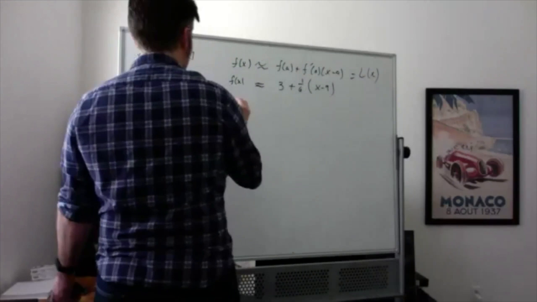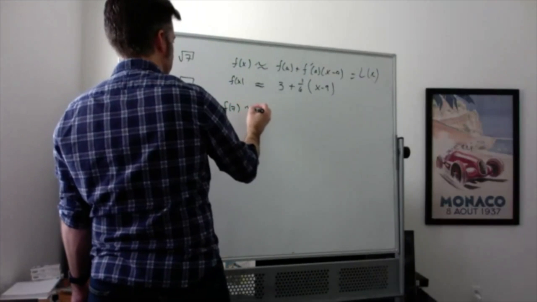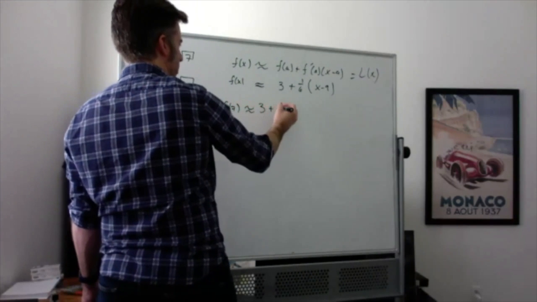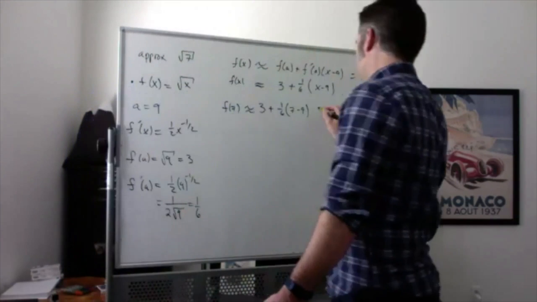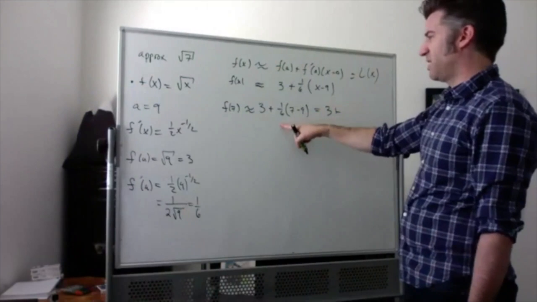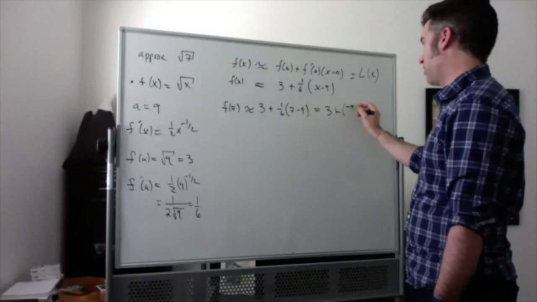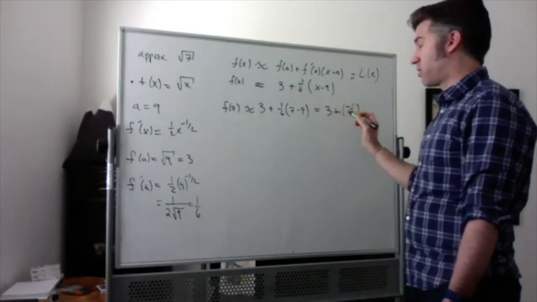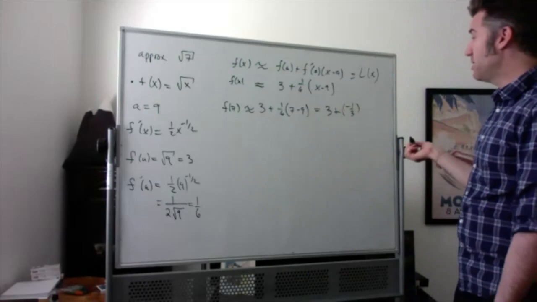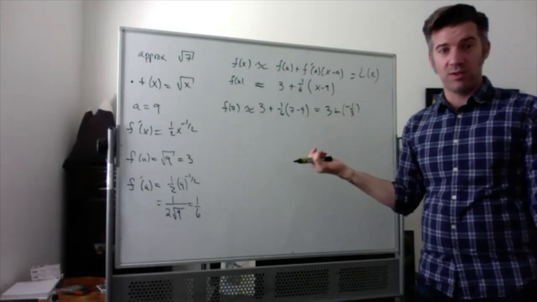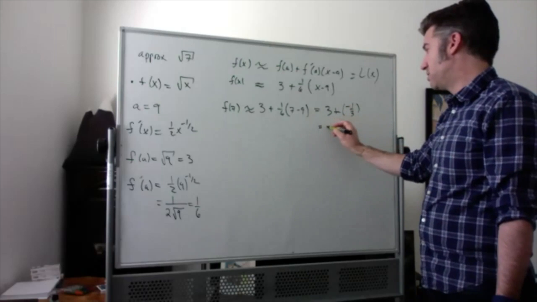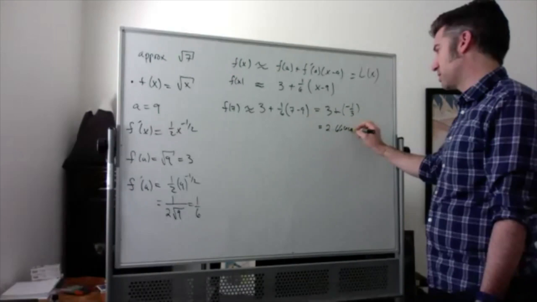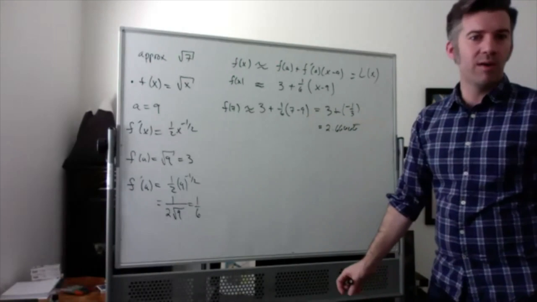So I'm going to say that f of 7 is approximately 3 plus 1/6 times 7 minus 9. And that's going to be 3 plus 1/6 times negative 2, which is negative 1/3. So it's 3 minus 1/3. So here's an excellent example of why you don't want to write your answer as a decimal. We can write this as a decimal. It's 2.66666, right? Nobody wants to write that down.